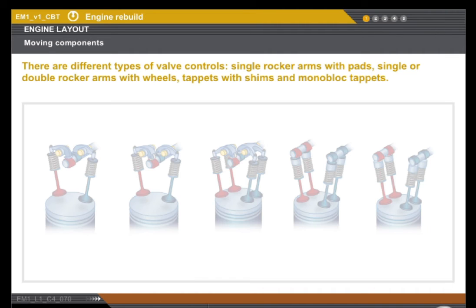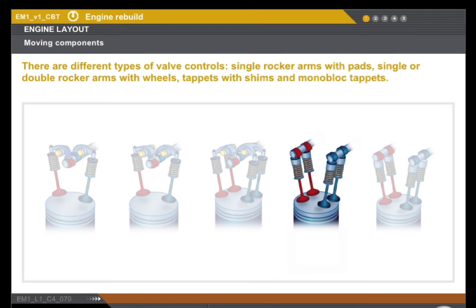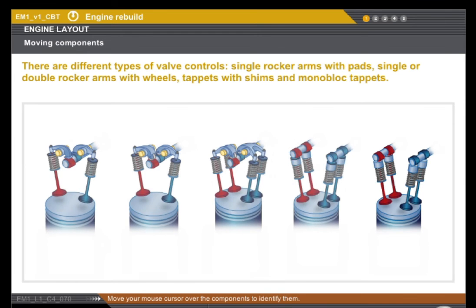Let's look now at the valve controls. There are different types of valve controls: single rocker arms with pads, single or double rocker arms with wheels, tappet with shims, and monoblock tappets. Move your mouse over the components to identify them.